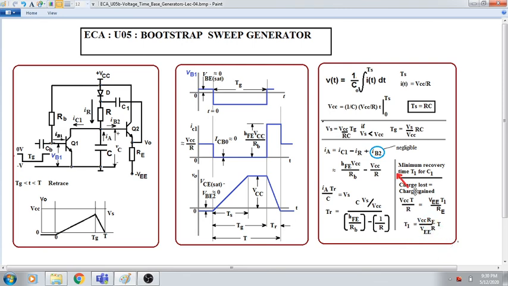So please remember, we can get the sweep time from this equation, and we can get the retrace time from this equation. This is the equation for retrace, this is the equation for trace, and this is the equation for finding out how much time it will take for the capacitor C1 before it is ready for the next sweep. So obviously it has to be a very short time. That is how you have to understand.